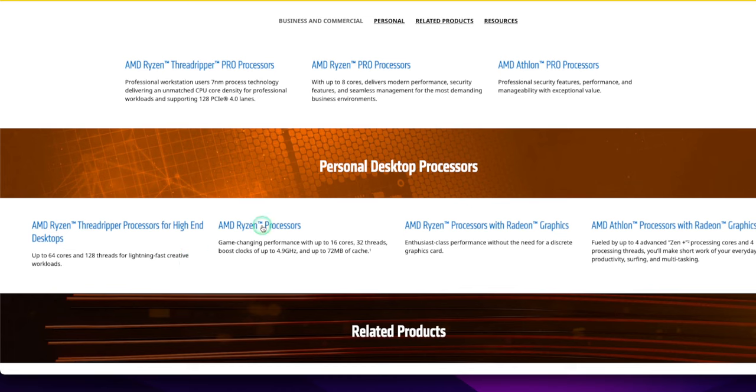All right, we got the AMD Ryzen processors. Game-changing performance with up to 16 cores, 32 threads, boost clocks up to 4.9 gigahertz, and up to 72 megabytes of cache.